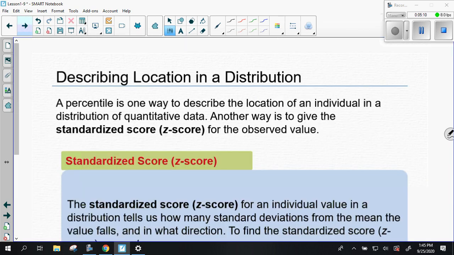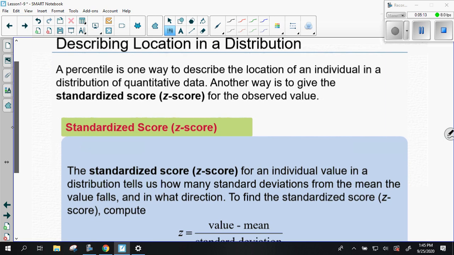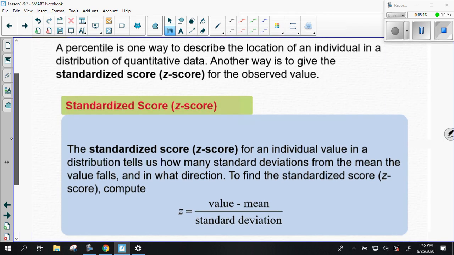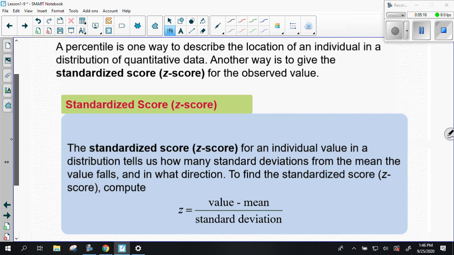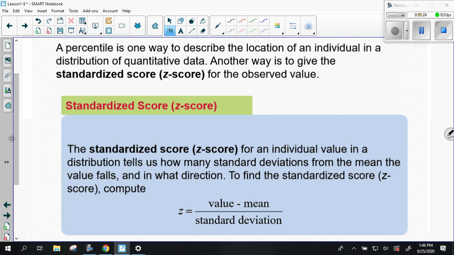So another way that we'll describe a location in a distribution is by getting a z-score. We can look at a percentile in terms of its cumulative relative frequency. In other words, how many values are at or below that value. Or we can look at it in terms of standard deviation: how many standard deviations away from the mean a value falls? In order to calculate that, we'll use this formula right here to get a z-score, or a standardized value.